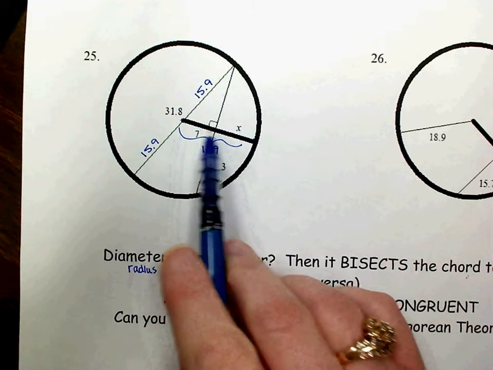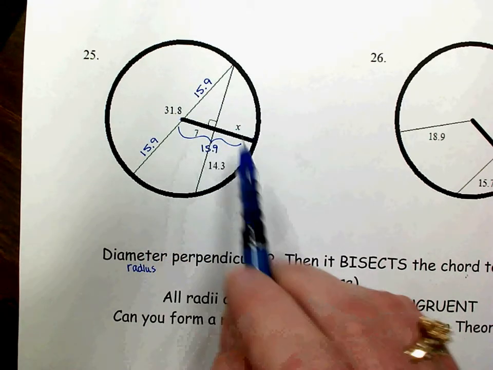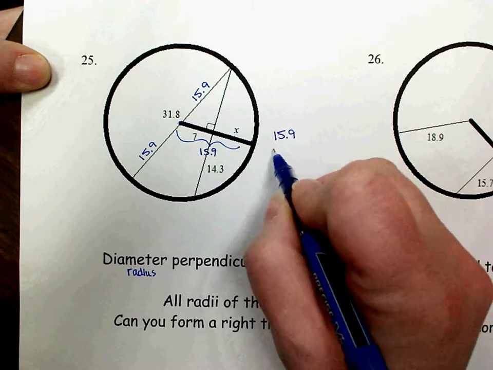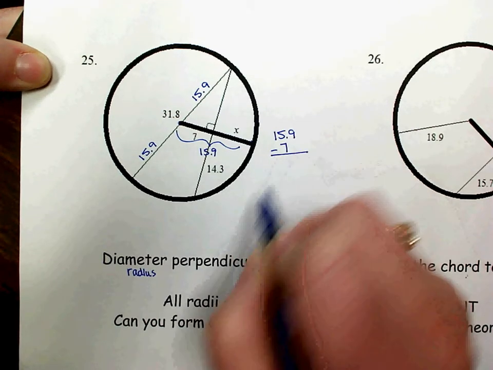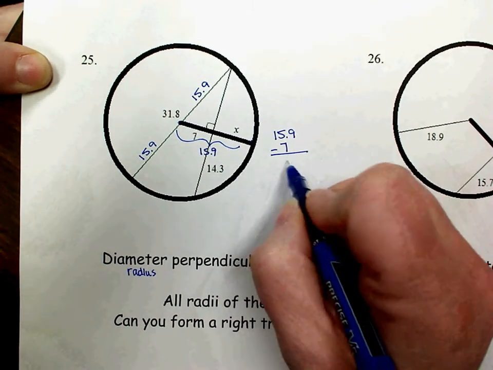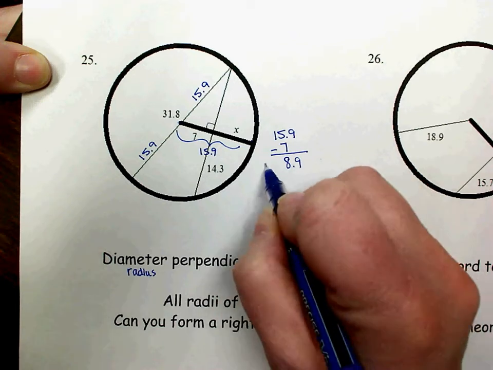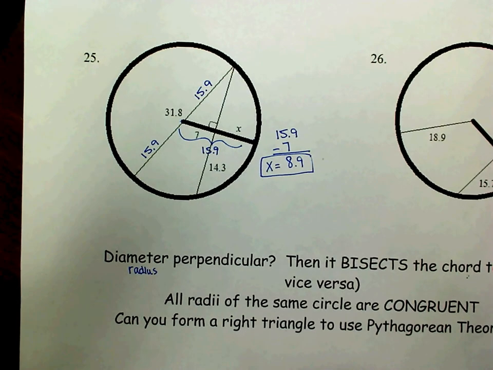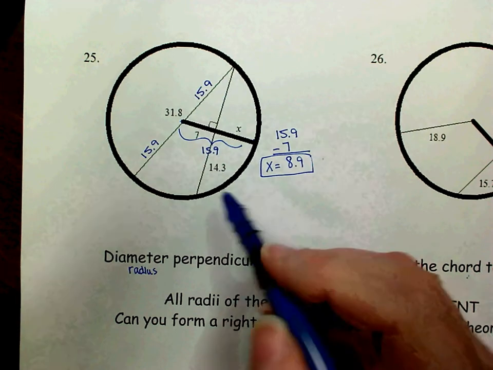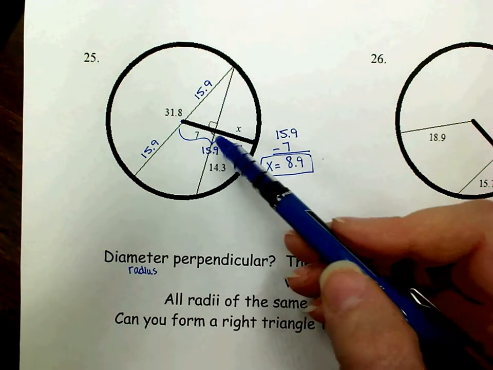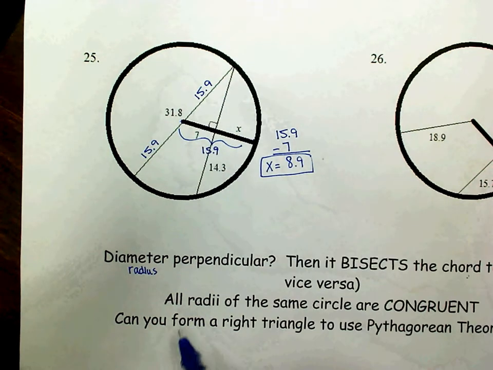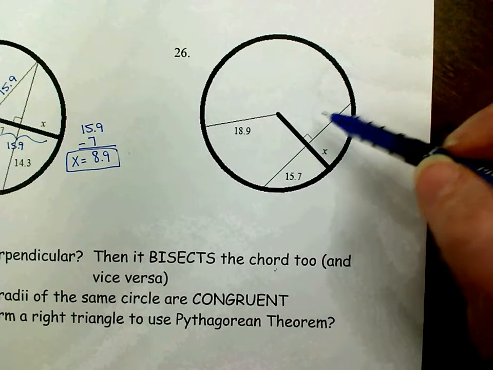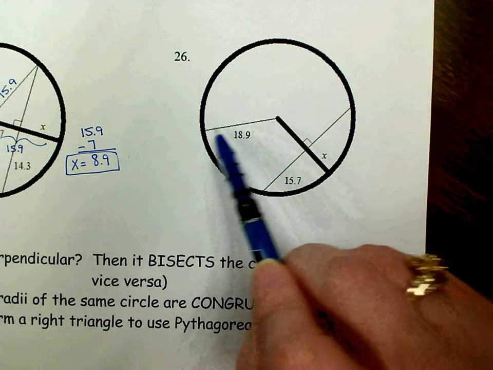I'm given one part of the radius to be 7. So to find the other part, all I have to do is take the whole radius, 15.9, and subtract the part that I'm given, that's 7. And so my x value is simply 8.9. No Pythagorean theorem is necessary on problem number 25. You didn't even need the 14.3 for the part of the chord for that particular problem. On number 26, you're given the radius to be 18.9.